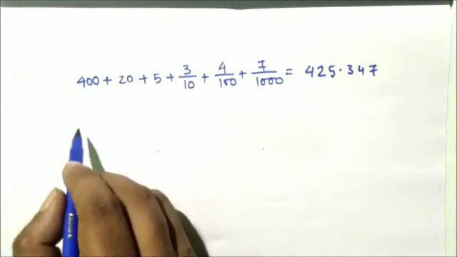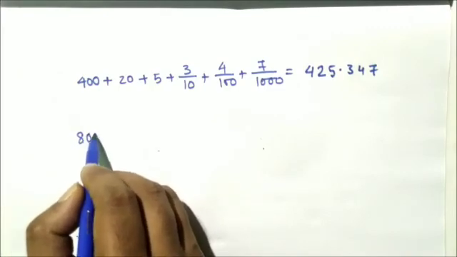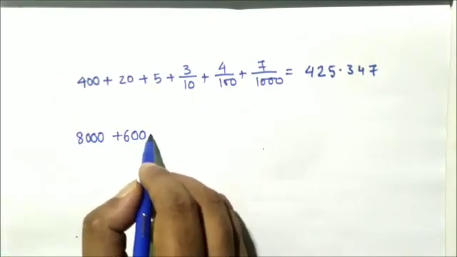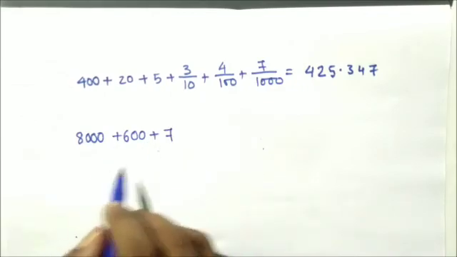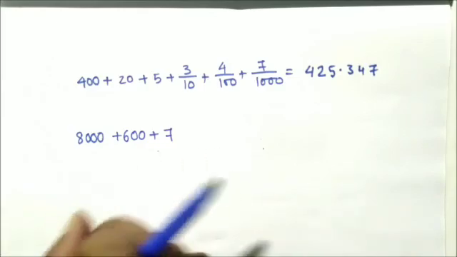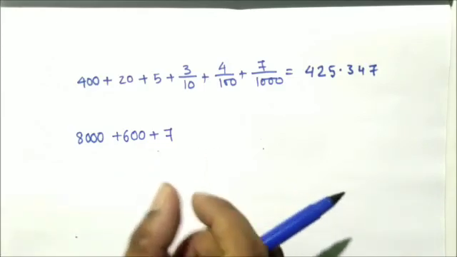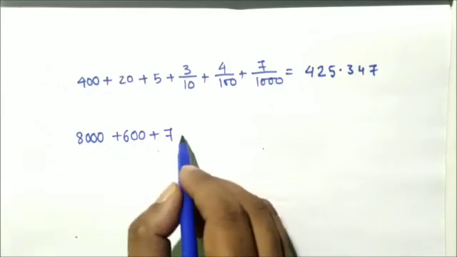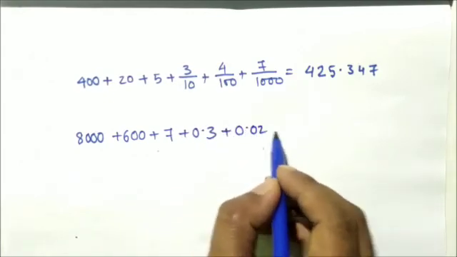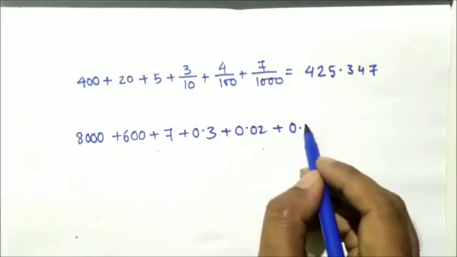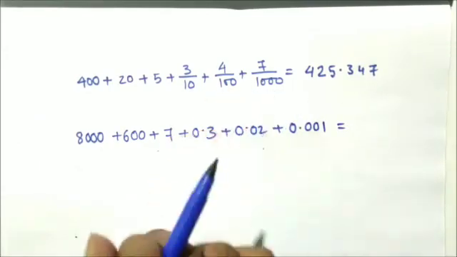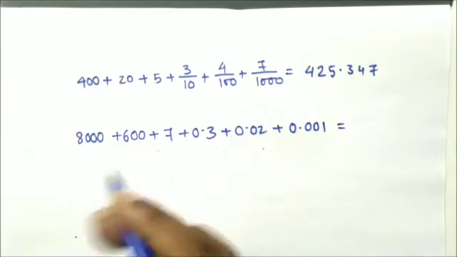Similarly, suppose you have another question in another way: 8000 plus 600 plus 7. Remember, there is no 20, no 30, no 40, no 90, no 70. So that means in the tens place there will be 0. Plus 0.3 plus 0.02 plus 0.001. Here they are not using fractions, instead they are using the decimal point. It's okay, no problem.